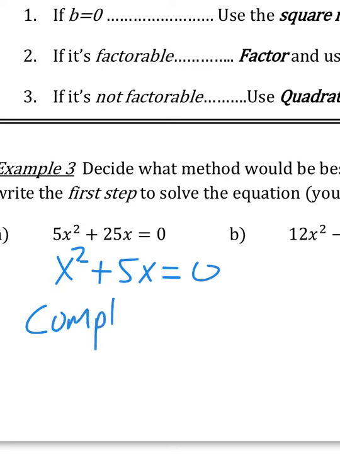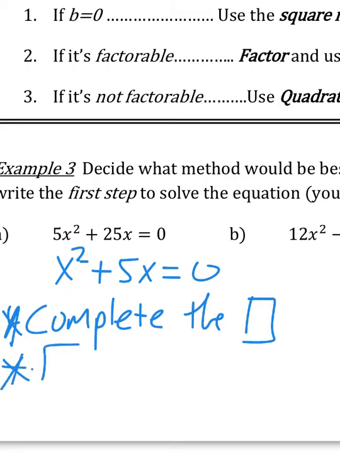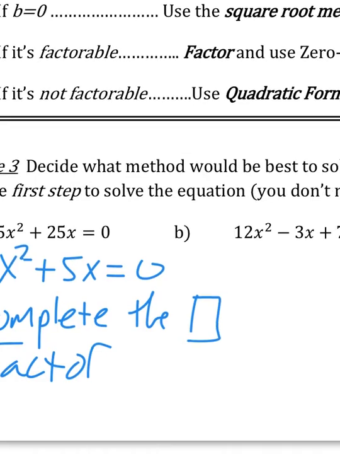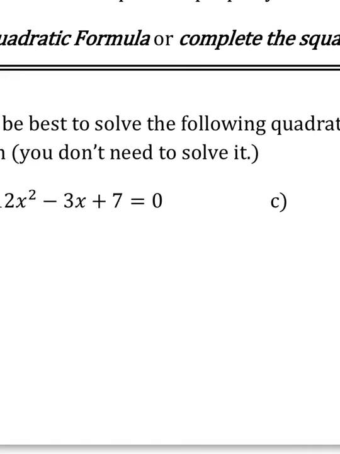But could we factor it? Yeah, that would probably be good too, because if you could factor this, pull out an x, right? This is x times x plus 5. Don't forget about that kind of factoring. So yeah, factoring would be a good one here. In fact, I might give that a double star. Probably your most straightforward choice.